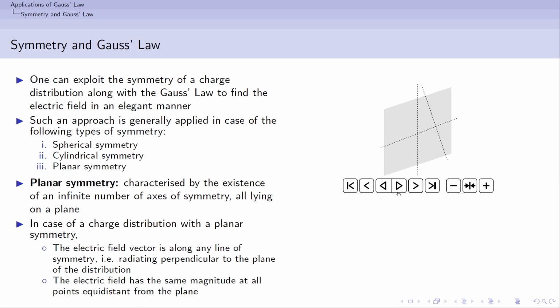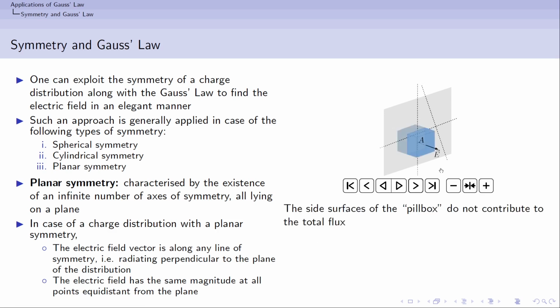And secondly, once again the same thing, the electric field will be having the same magnitude at all points which are equidistant from the plane, okay. So what kind of a Gaussian surface can we choose? Here I have chosen what is called a pillbox surface.